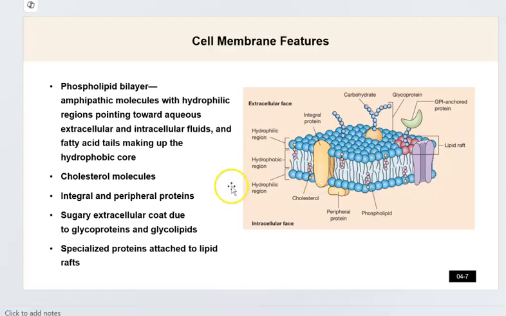Here, it does talk about the sugary extracellular coat due to the glycoproteins and glycolipids, and that we still have those specialized proteins that'll attach to the lipid rafts.